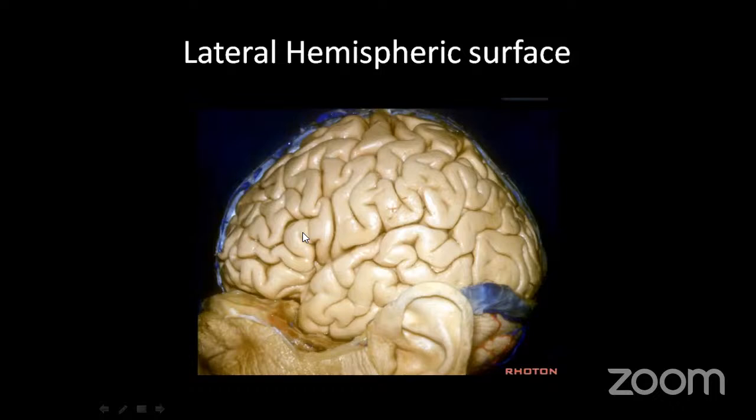A deficit in this area would lead the patient to have motor aphasia, in which he won't be able to express himself, but would be able to understand. If we trace the Sylvian fissure posteriorly, it turns upward into the parietal lobe, and the part of the parietal lobe around the Sylvian fissure is known as the supramarginal gyrus.